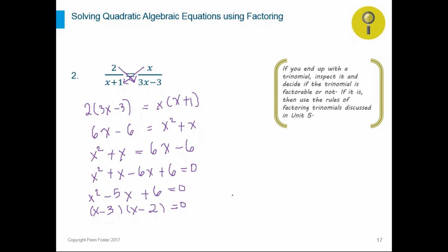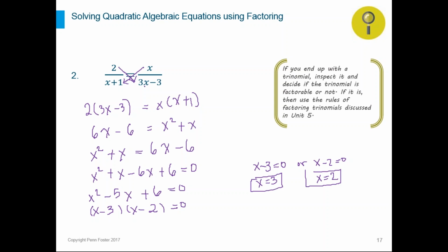Use the zero property: either this factor is 0, or this factor is 0. So I'm going to do x minus 3 equals 0, or x minus 2 equals 0. Solve. x equals 3, bring it over to the other side with a positive sign. The same thing, x equals 2. And these are the values of x that make this equation true.